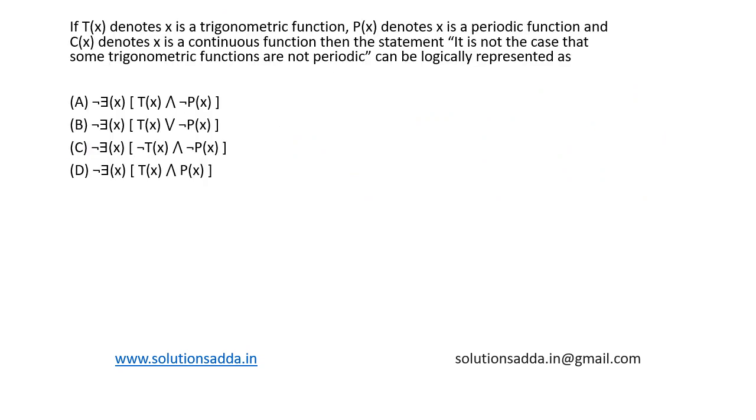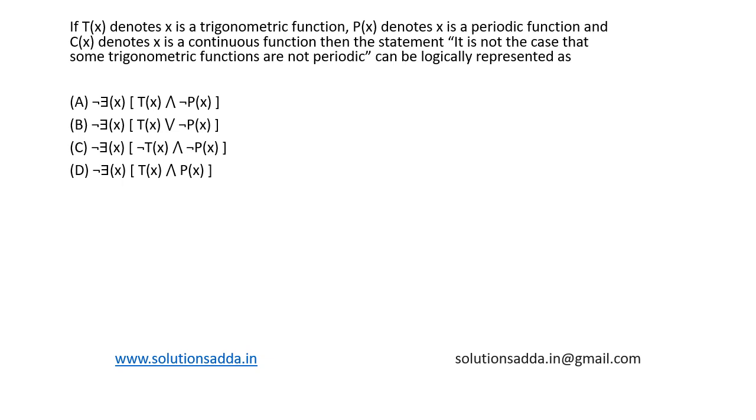This is a question from discrete mathematics. If T of x denotes that x is a trigonometric function, P of x denotes that x is a periodic function, and C of x denotes that x is a continuous function, then the statement, it is not the case that some trigonometric functions are not periodic, can be logically represented as, and four options are given. Let's try to solve it.